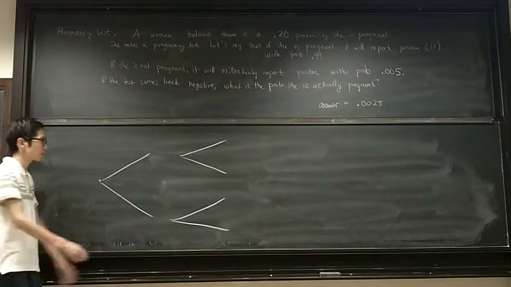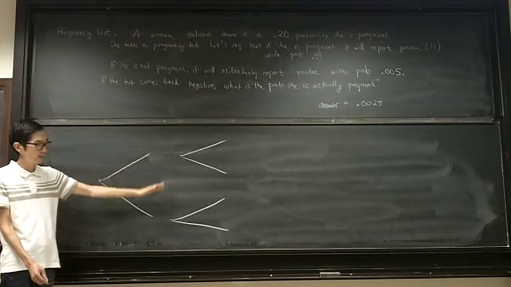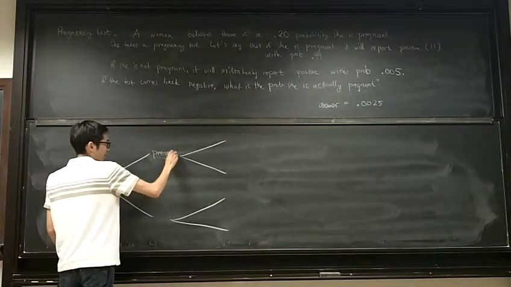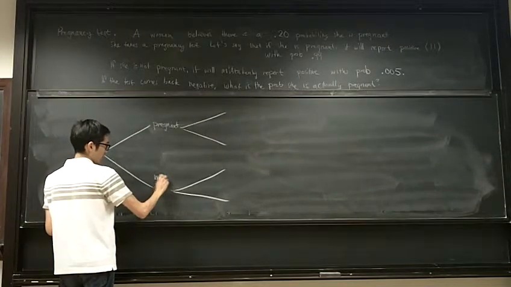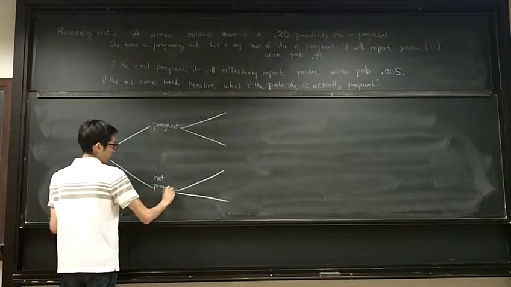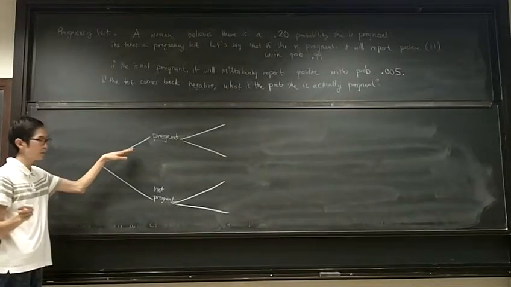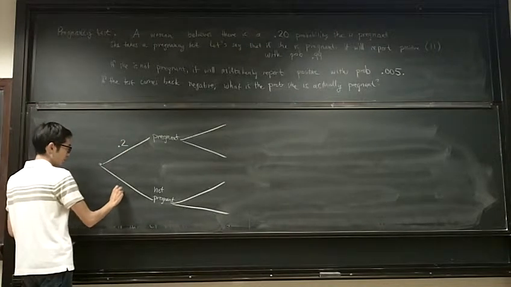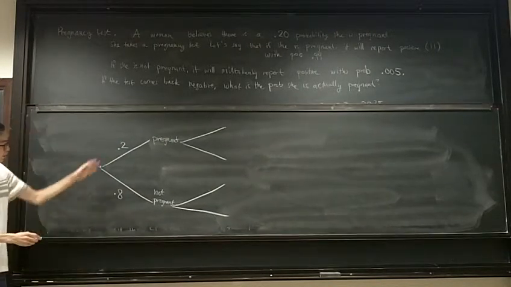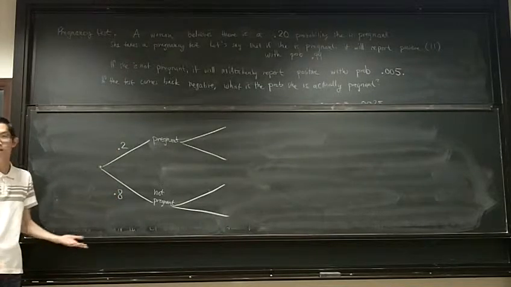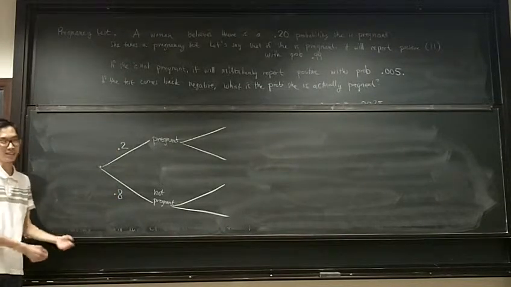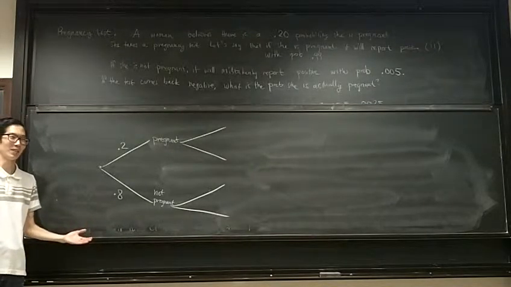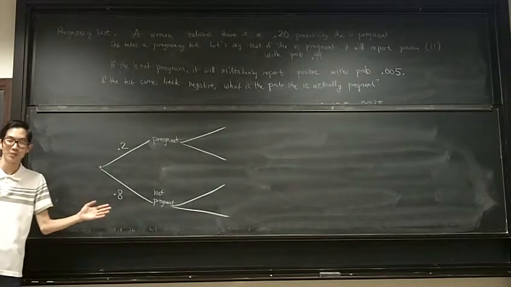Alright, let's see. So what do I put here? The woman is pregnant or not pregnant, okay? And so what's the probability that she's pregnant? 0.2. And not pregnant? 0.8. Okay, so yeah, some of you guys wrote 0.5 and 0.5. Okay, that's not the case, right? I mean, if that were the case, then half of the women you see every day would be pregnant.